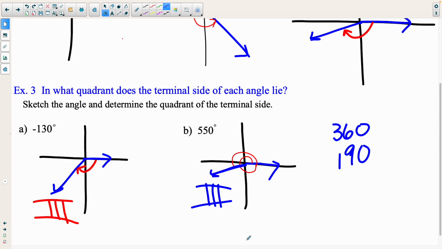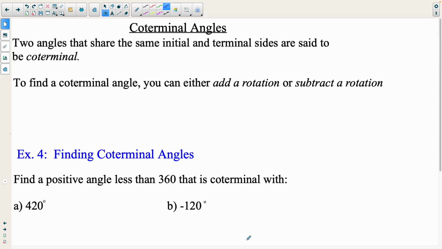All right, so last set of examples are coterminal angles. These come up quite a bit when you're working with certain problems and you want to make the problem more simple. You can add or subtract a rotation to get the number to be within something that you're more comfortable using, and you'll see that next cycle.